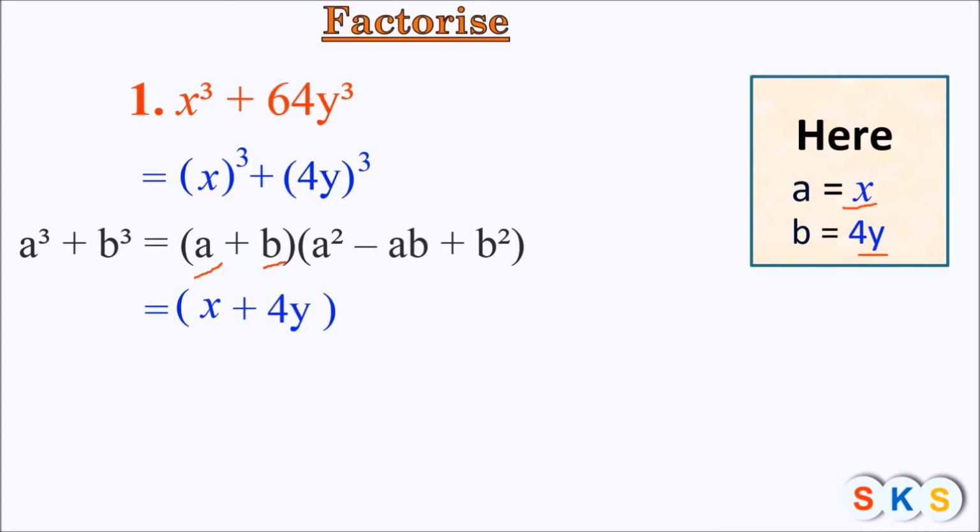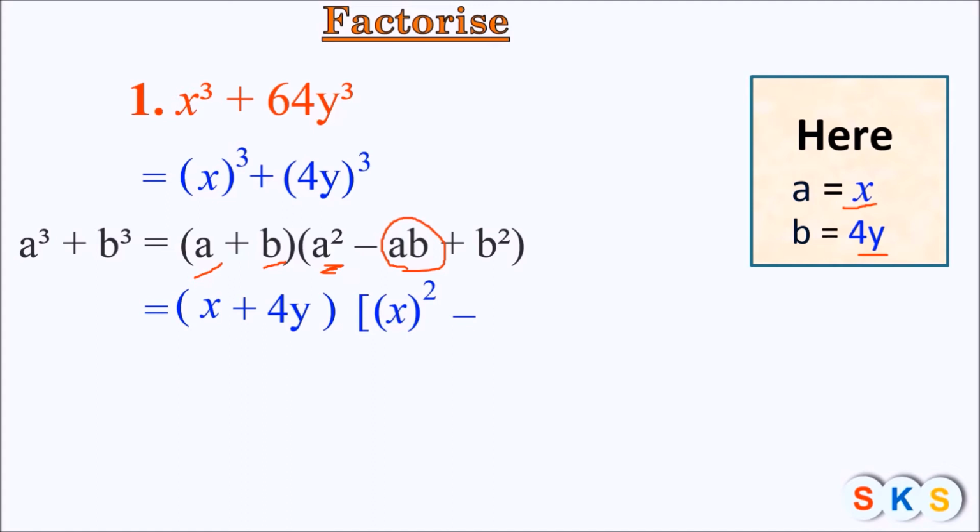Now here we have the second bracket. You can see in the second bracket the first term is a square, right? The first term is a square, and what is the value of a? Look at the box, the value of a is x. So we will replace a by x. So we will get x the whole square, minus, after minus you can see that the second term of the second bracket is ab. ab means a into b. And what is the value of a and b? a is x and b is 4y.